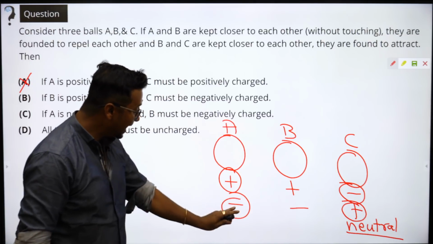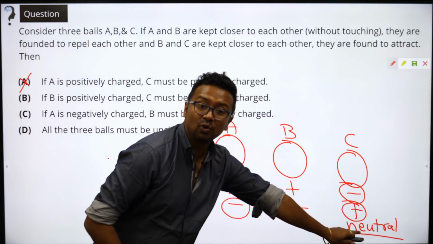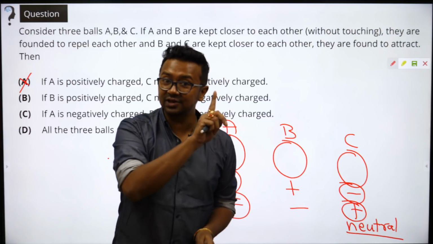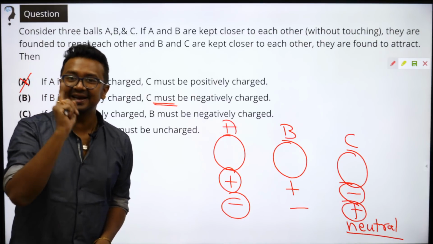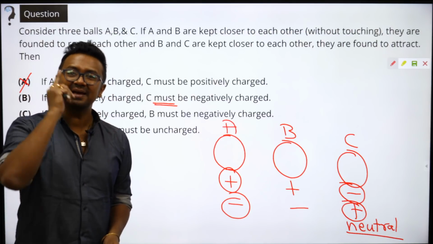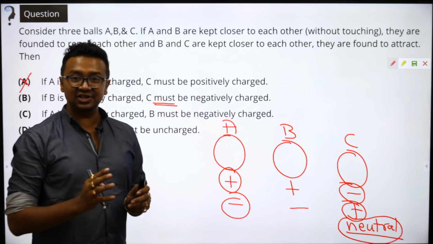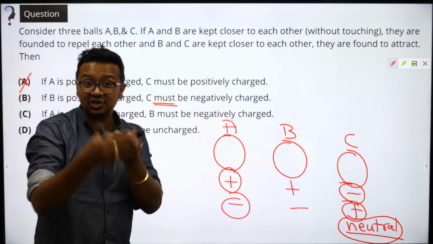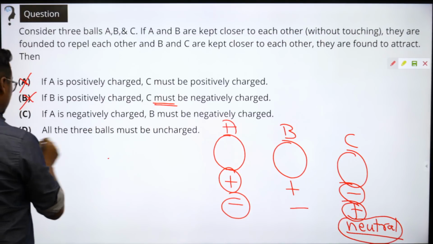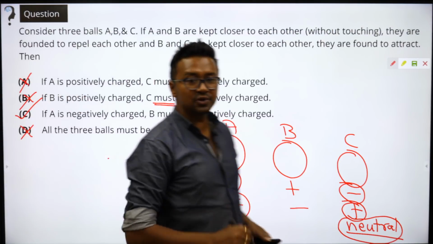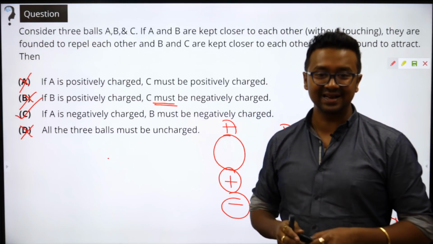Now you see, if this is positively charged then this is negative, or this could be neutral also. The word must that is coming here, must be, that makes it a little dicey. It need not be, because it could be neutral as well, because of which they can attract each other, which is the induction concept I told you just now. All right, so this is also not true. All the balls uncharged, no. So option C is the correct answer. Only and only option C, my dear students, is the correct answer.